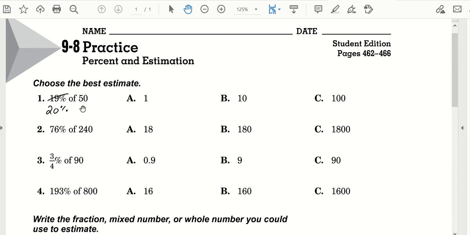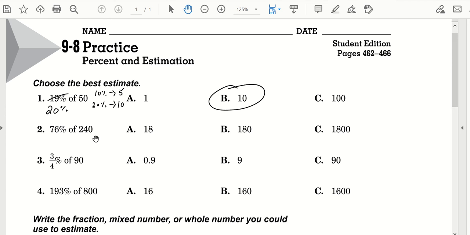What is 10% of 50? Well, 10% of a number, you just take the decimal and move it to the left one. So 10% would be 5. So 20% would have to be twice that, which is 10. So B, 20% of 50, is a good estimate there.